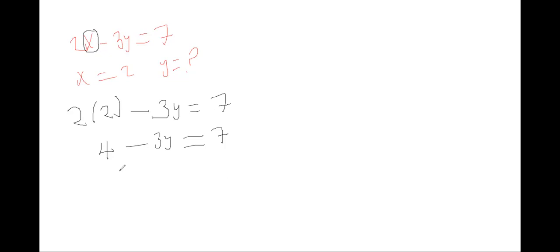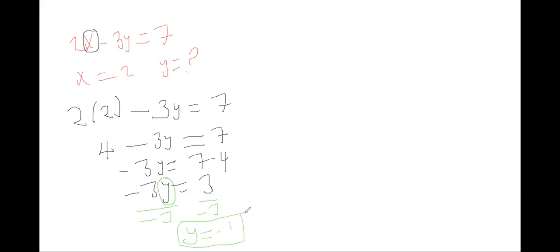So at the end of the day, we'll have minus 3y equals 7 minus 4. So we will have minus 3y equals 3. We want to know the value of the variable, and all we need to do is divide both sides by minus 3. This is what we are interested in, y. So we divide by minus 3, then minus 3. So here y will be what? Minus 1.